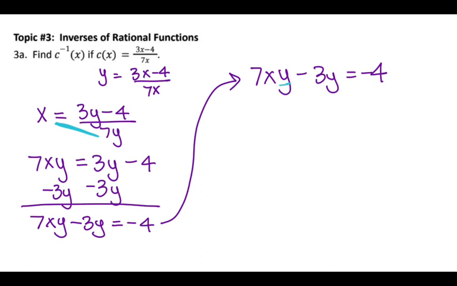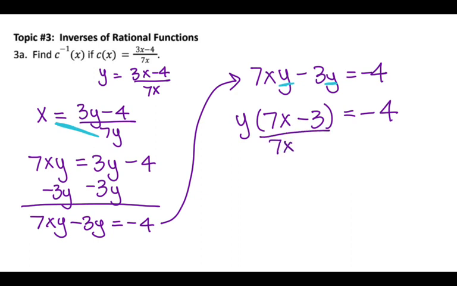Now, one thing I notice, both of these have a y in common. So I'm going to go ahead and factor out that y. When I do factor out that y, that leaves me with 7x minus 3. And right now, y is being multiplied by 7x minus 3. So to undo that, I'm going to divide both sides by 7x minus 3.